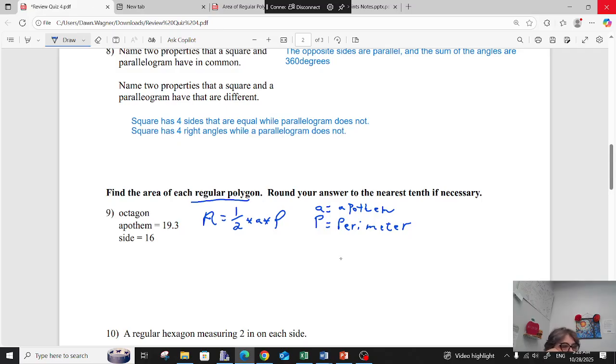Good so far? So this one, we're given the apothem. Do I have to find the apothem? No. And I will hand out the templates when I hand out the test in case you want to draw it. Okay? So I know the apothem. Apothem is 19.3. How do I find perimeter?